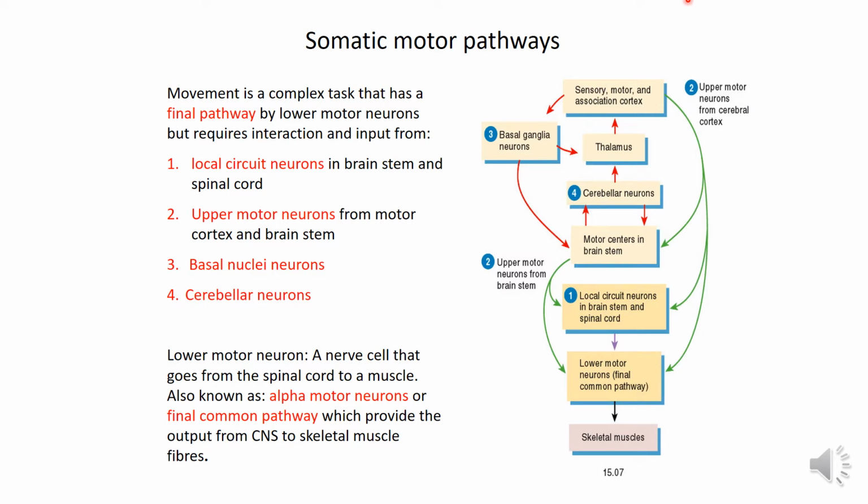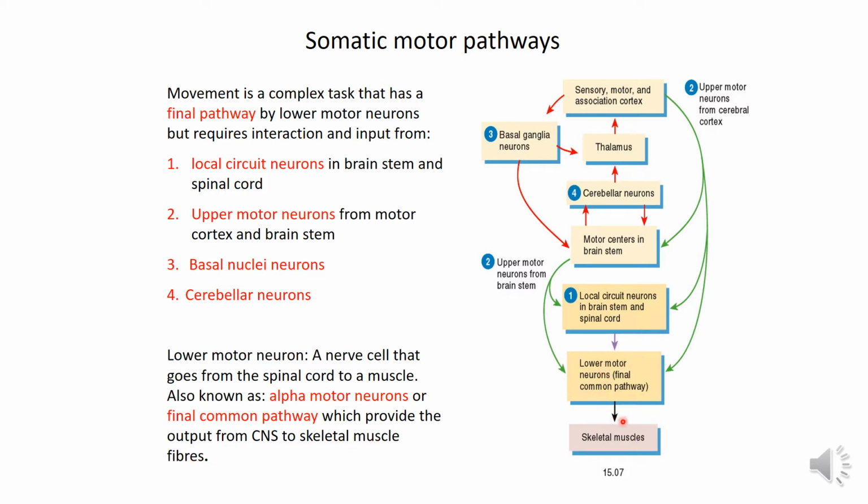So the production of voluntary movement needs the interaction between multiple circuits: the sensory areas in the cerebral cortex, the basal ganglion neurons, the cerebellar neurons, and the motor areas, plus the motor nuclei in the brainstem. The lower motor neuron, a nerve cell that goes from the spinal cord to a muscle, is known as the alpha motor neuron, or the final common pathway, which provides output from the central nervous system to the skeletal muscle fiber. That is the lower motor neuron.